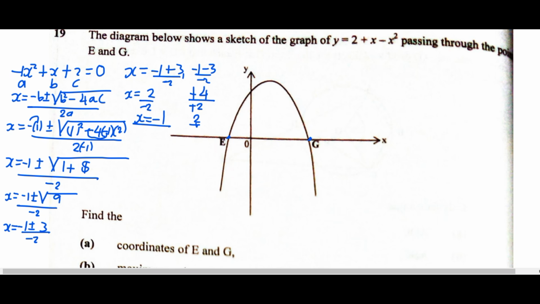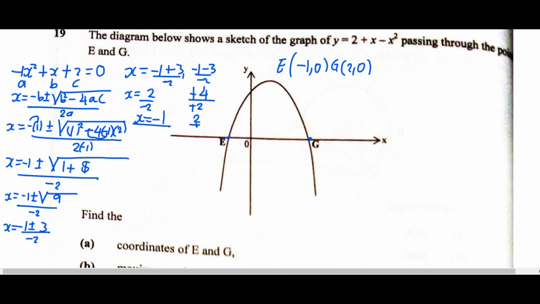So we know that the first pair will be negative 1 comma 0. The other pair will be 2 comma 0. Now let's go back to our diagram. We can see that E is located on the negative part of x, so this is our E, then this is our G.